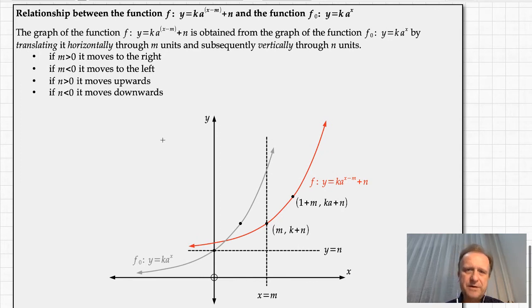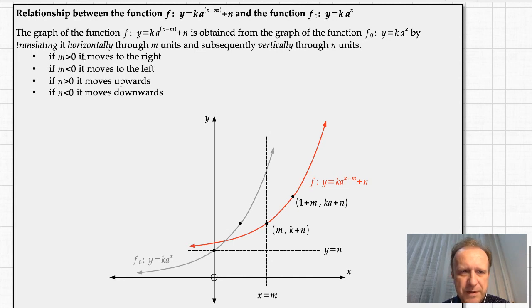I have a neat theorem here for you to see what the relationship is between the function f, y equals k times a to the power of x minus m plus n, and the function f sub 0, y equals k times a to the power of x. So the graph of the function f is obtained from the graph of the function f sub 0 by translating it horizontally through m units and subsequently vertically through n units.